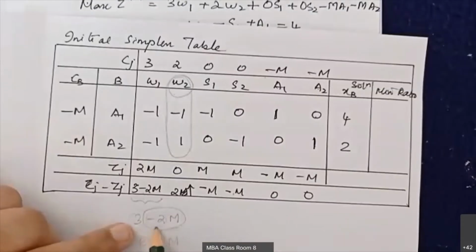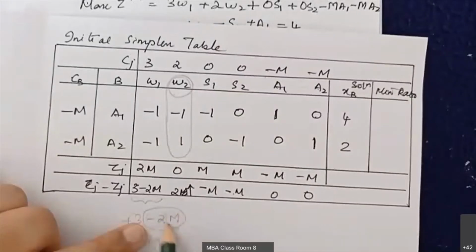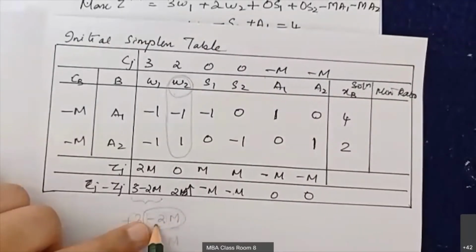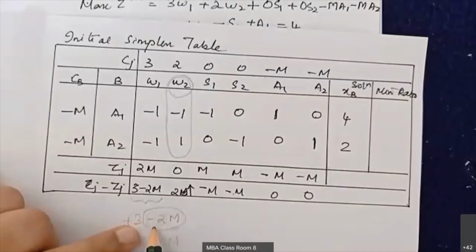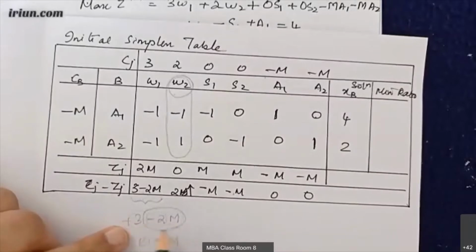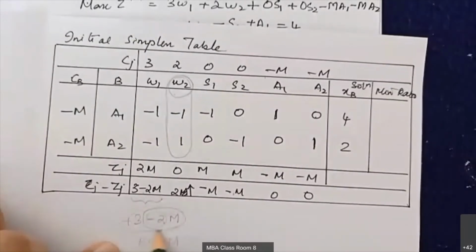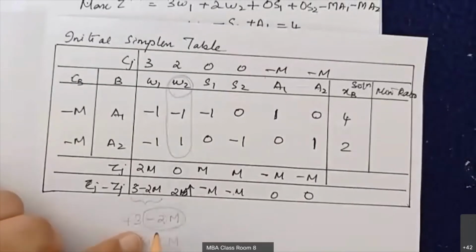Okay, so in effect, what will happen? This is a positive value, this is a negative value. But since this M is very big, the coefficient of this M is minus 2. So in effect, this value is going to be a very, very big negative value. We cannot have 3 minus 2M as a positive value because minus 2M is a very, very big negative value as compared to 3. So in effect, this entire number is going to be a negative number.